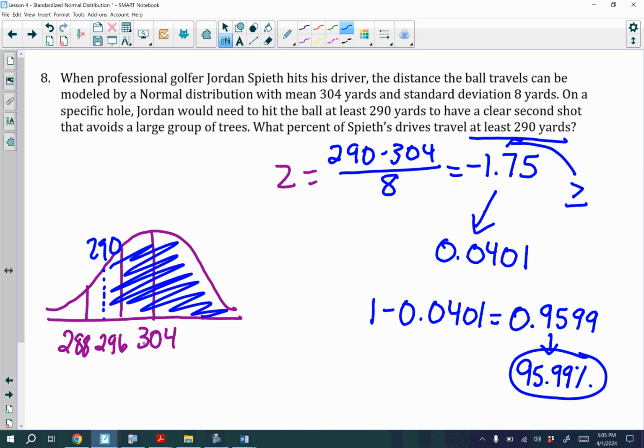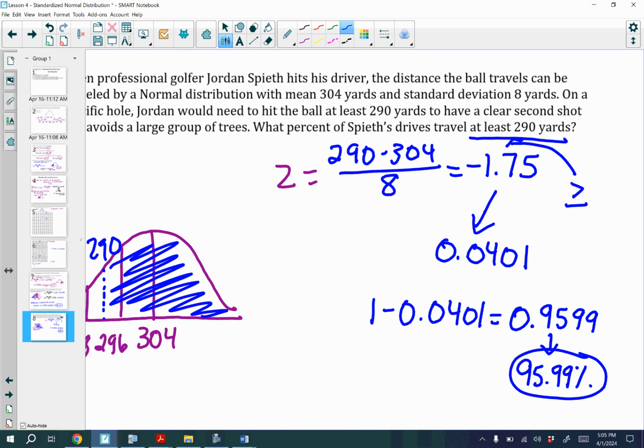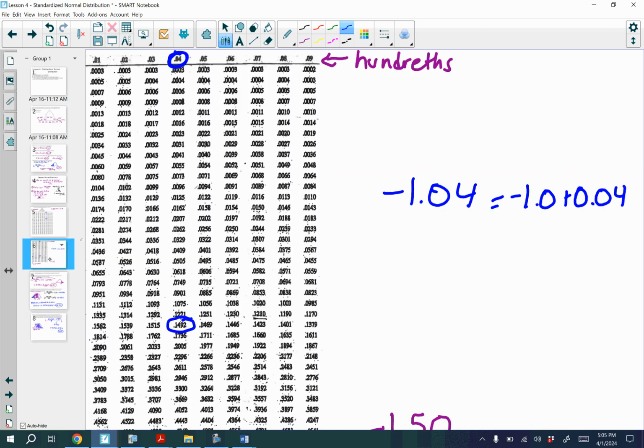Okay, so remember how we do that is we do the z-score. So I did 290 minus 304 divided by 8. It gave me a standard deviation of negative 1.75. Now notice, it says what percent of Spieth's drives travel at least. So at least means we want 290 or greater. So that means I want the area to the right of 290. Now remember, to find the area to the right, I'm going to have to do 1 minus the area on the left. So what I did was I took my z-score of negative 1.75 and I used the standard normal table. So let's go back to that.